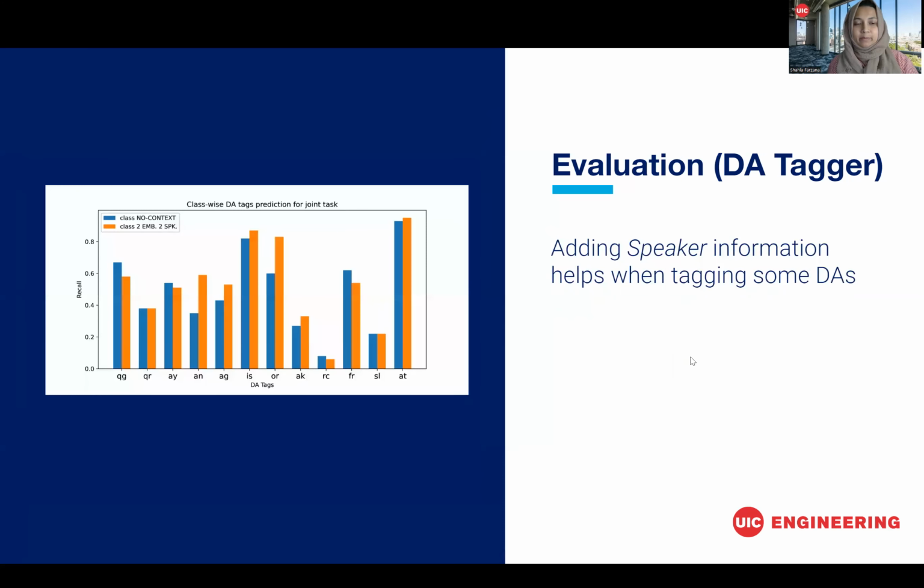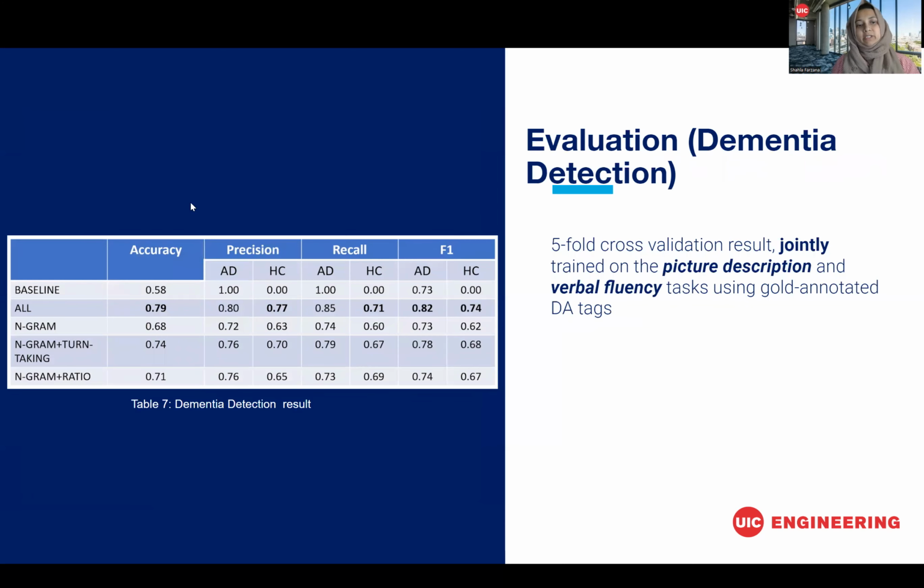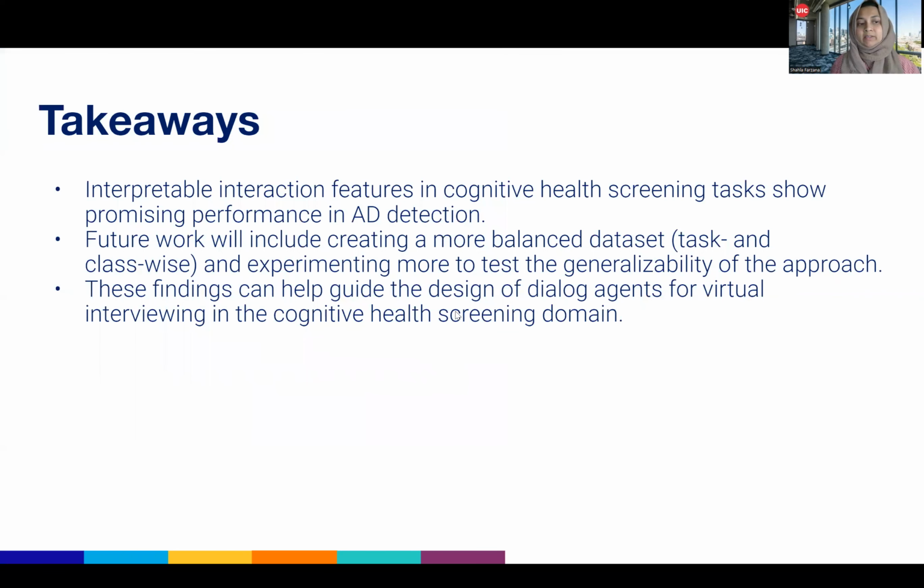If we dig a little deeper, we can see that for certain DA tags like instruction, acknowledgement, and different types of answers, using the speaker tag and the previous utterance context has given us a performance boost. For the dementia detection task, when we use all the content-free features together, it has given us the best performance in accuracy and also in F1 score across the different diagnostic classes.